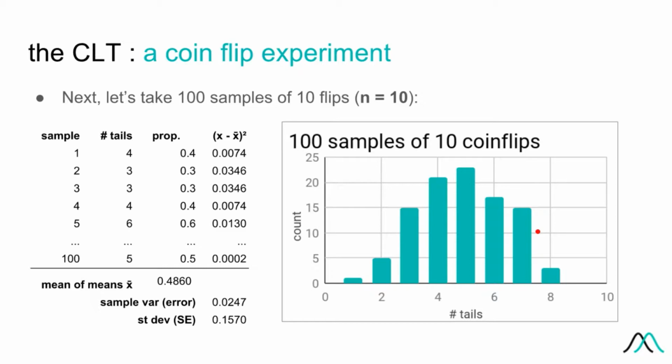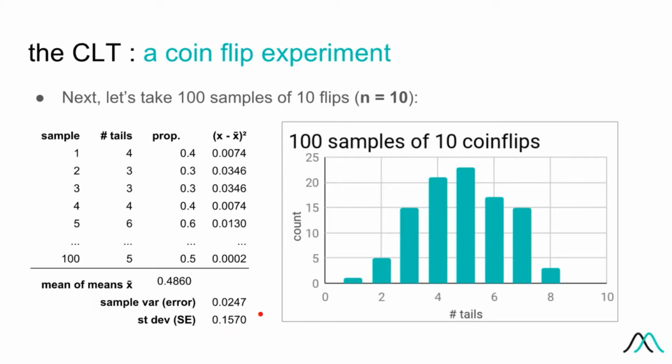decreased because when you average 10 flips instead of just one, you mostly get 3s, 4s, 5s, 6s, or 7s. In fact, 91 out of these 100 10-flip samples had a mean between 0.3 and 0.7. 61 of the samples had a mean between 0.4 and 0.6. An error of 0.025 converts into a standard deviation of about 0.16.